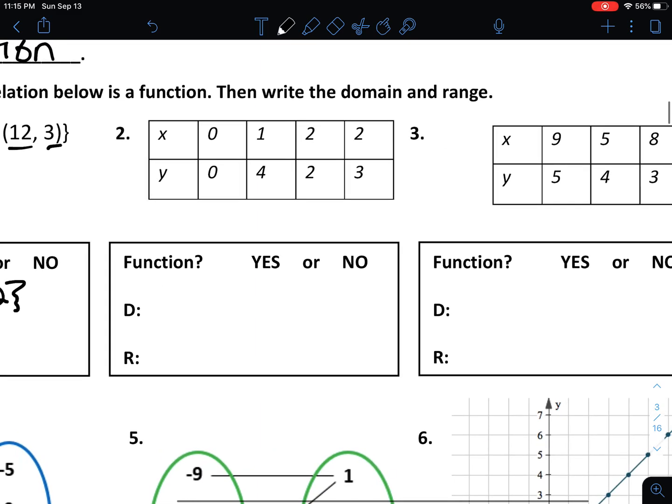All right, let's take a look at number 2. So number 2, we've got x values of 0, 1, 2, and 2. 2 repeats, but it does not go to the same number. That is a problem. So no, this is not a function.